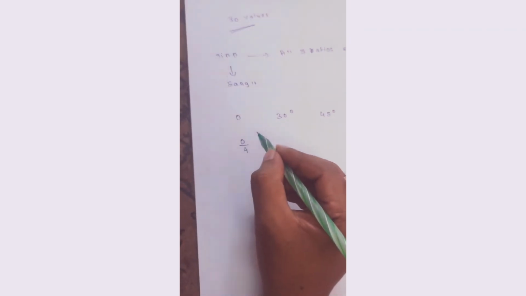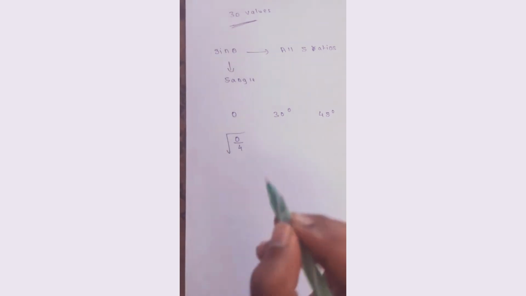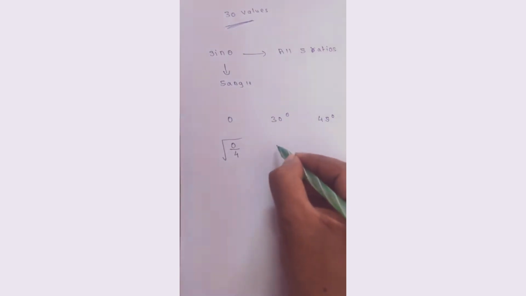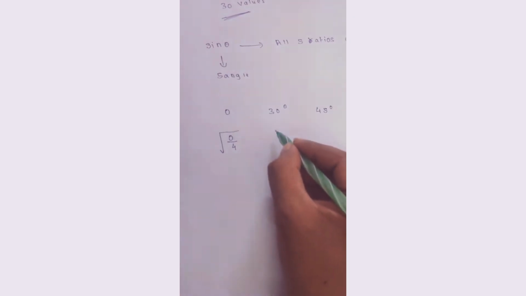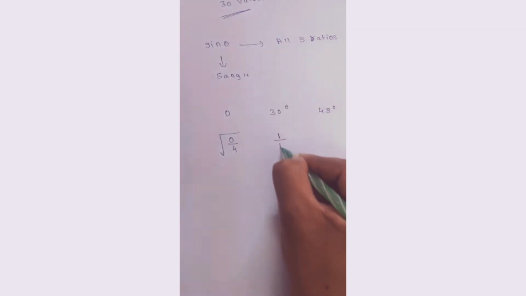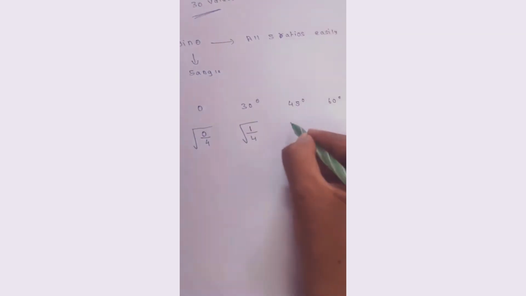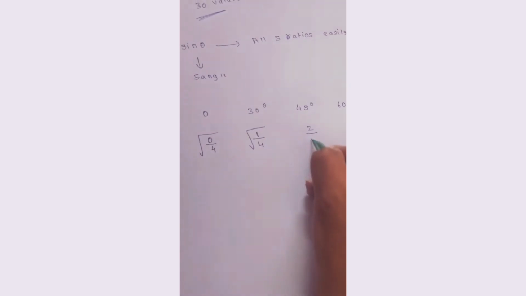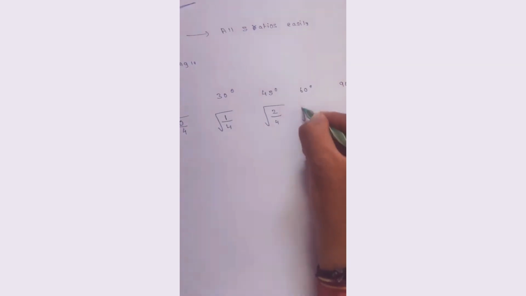So I am writing root over of 0 divided by 4. Next, what I am doing: after 0, what is the number? After 0 comes 1, right? You are writing root over of 1 by 4. Again after 1 you are getting 2, right? Root over of 2 by 4. So 0, 1 by 4, 2 by 4, and now 3 by 4, and then 4 by 4.